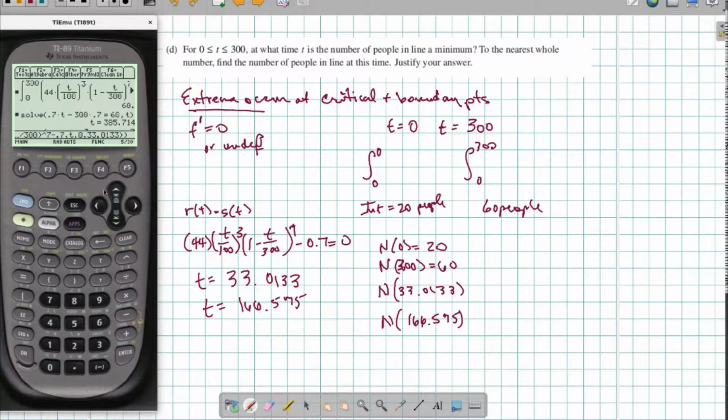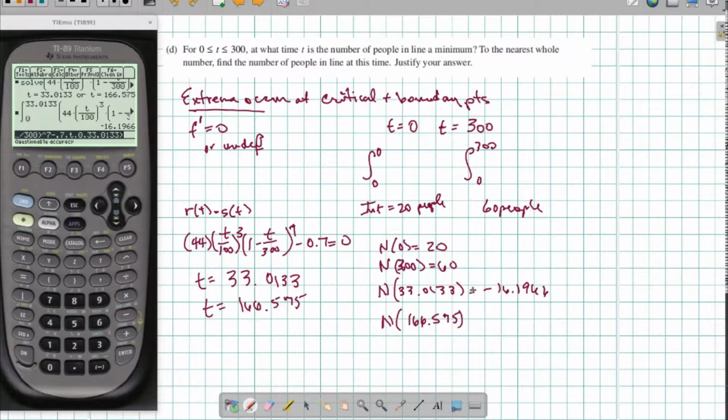What did I do wrong there? Syntax. I'm integrating with respect to t from 0 to 33.0133. I think I've got too many parentheses here. That's what it is. And we end up with negative 16.1966 people. Now, this has a meaning to us in the context of the problem. How can I have negative 16 people? Well, it must mean that the rate of people coming off the elevator was faster than the rate of people coming on, and at some point the elevator was empty. So this is really going to be 0 people.